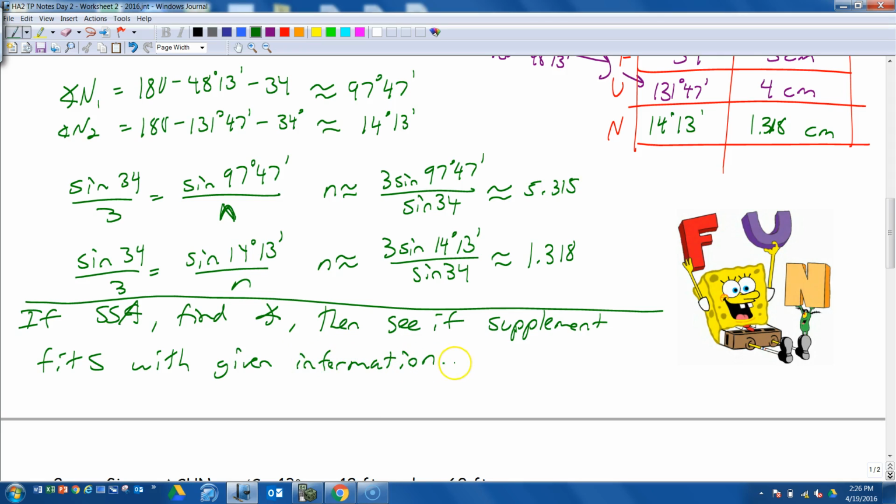Okay, that's kind of what we just did. And it did fit for two of them, and then we're done. If it doesn't fit, there's only one triangle. Okay? All right, so let's do these next couple.